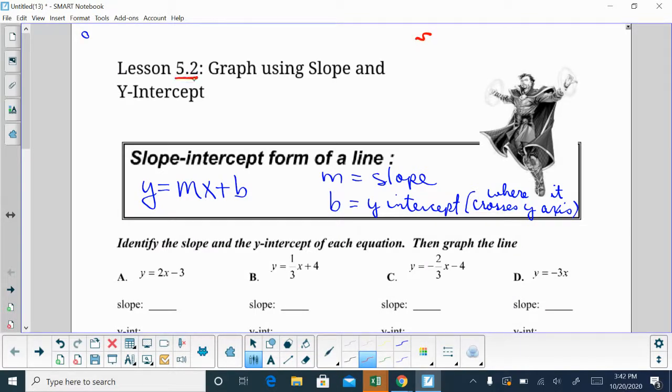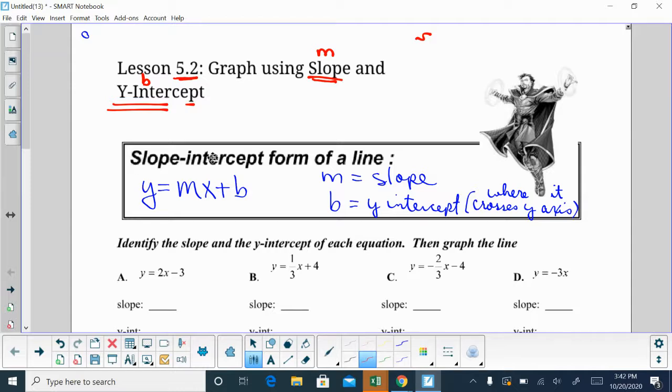Hello, we're working on 5.2 for Algebra 1, where we're going to graph using the slope and the y-intercept. Now keep in mind, slope and y-intercept are the two distinct items for each linear equation. If you can find the slope and the y-intercept, you can identify or be very specific about that linear equation. That is the difference between just any lines, is the slope and the y-intercept.